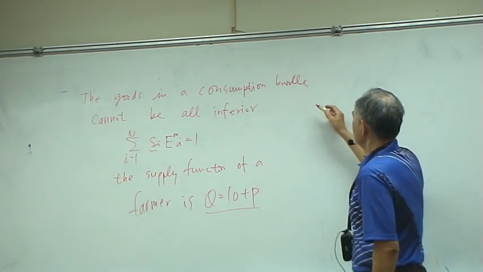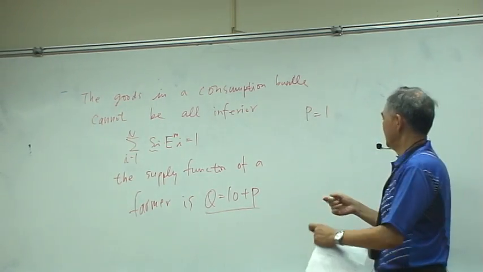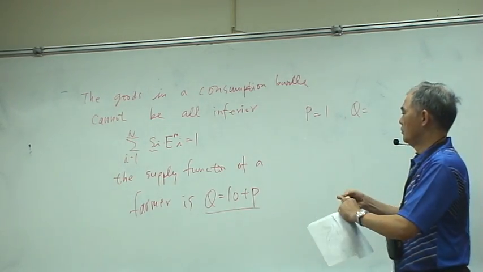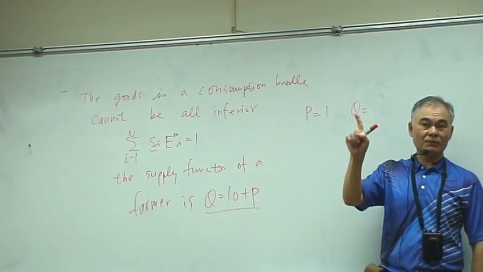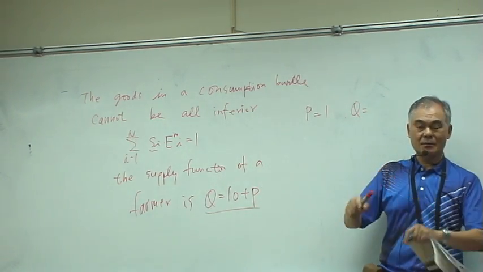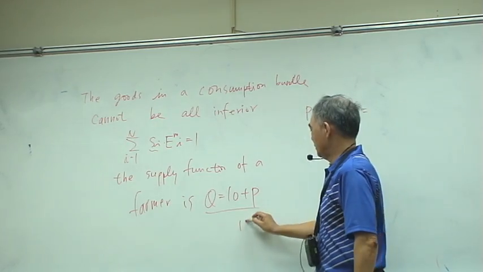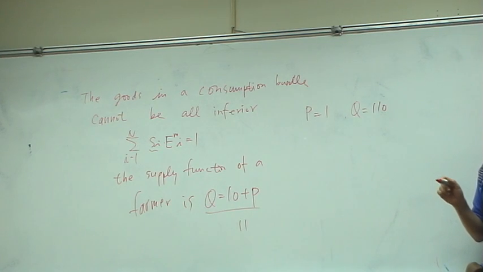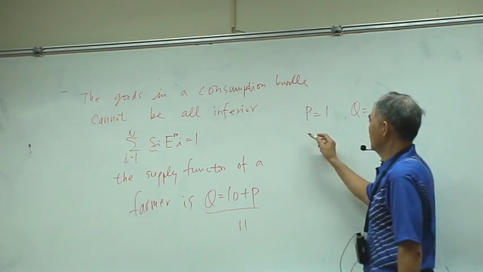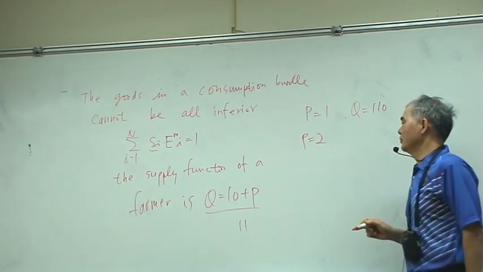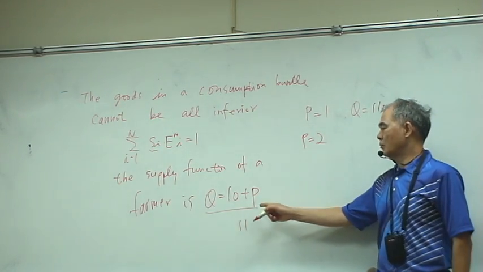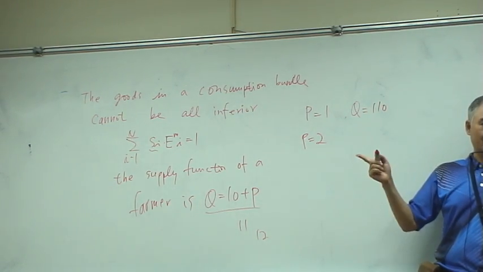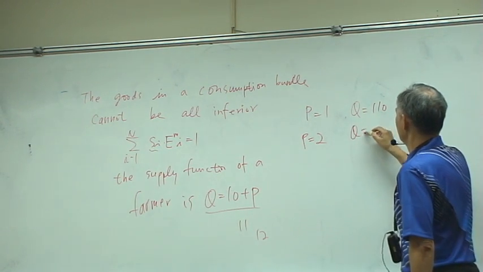So let us say P is equal to 1, right? If P is equal to 1, what will be Q? Q will be equal to 11, but that's for only one farmer, right? Now, how many do we have? We have 10. So it will be 11, but now we have 10, right? So it will be 110, okay? Any questions so far? So then, at price 2, the quantity will be 12, right? But that's only one farmer. How many do we have now? We have 10. So Q will be equal to 120.